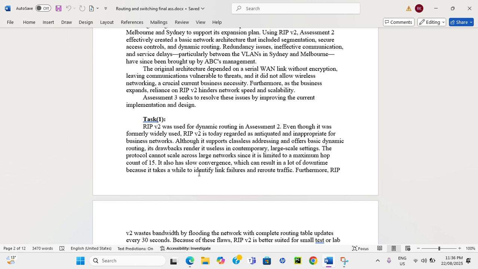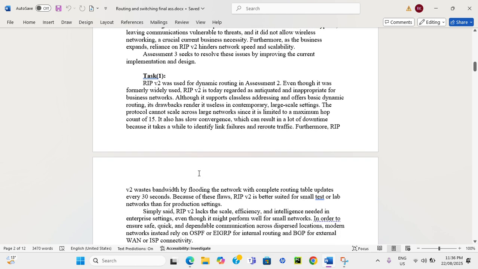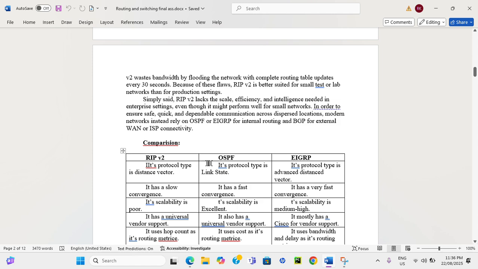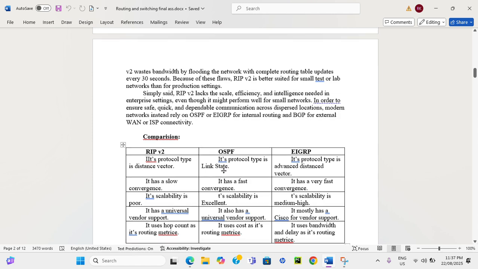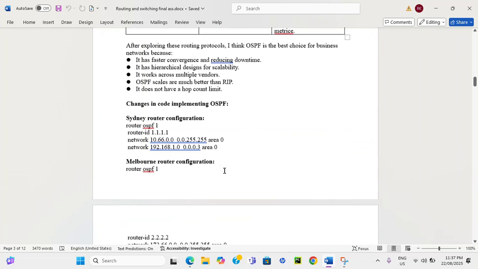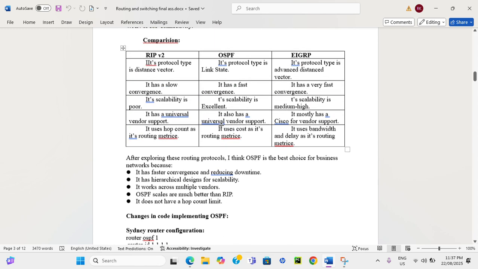The design lacked proper redundancy. If one router or gateway failed, the whole network could go down. There wasn't any wireless support either. And the WAN link between Sydney and Melbourne was not encrypted. The goal of assessment 3 is to focus on these weaknesses.